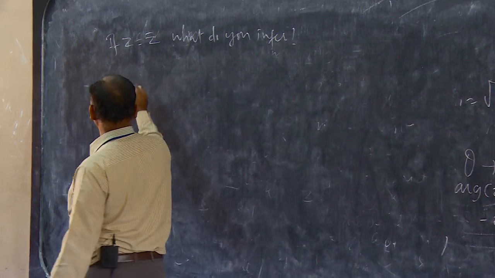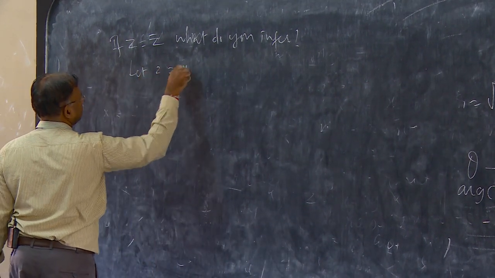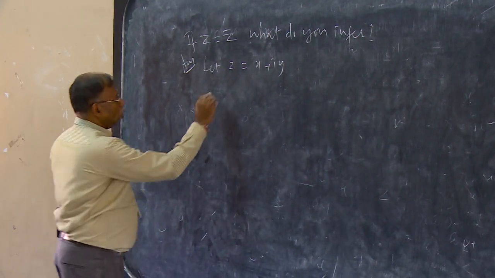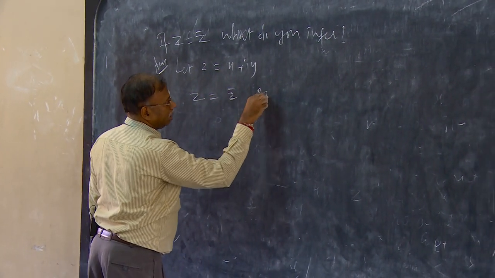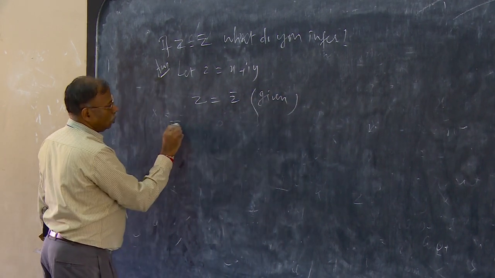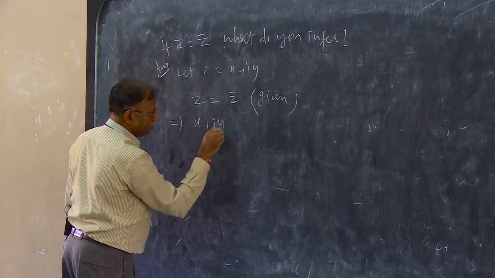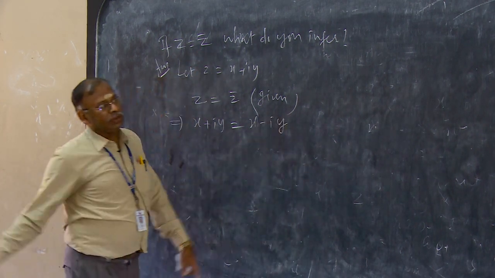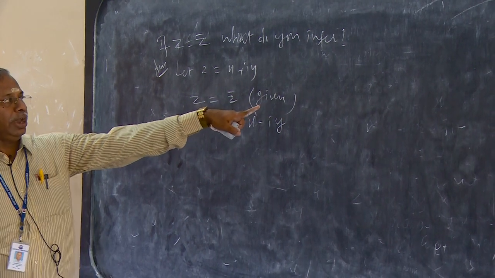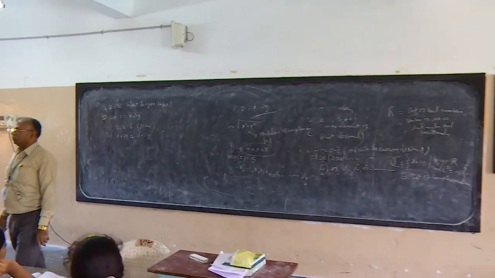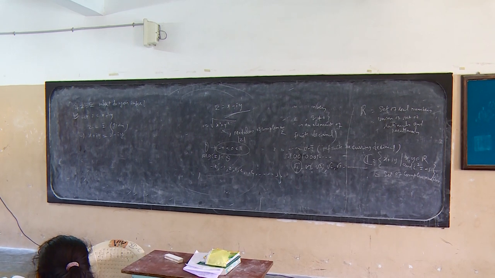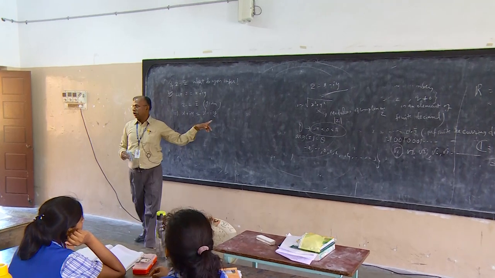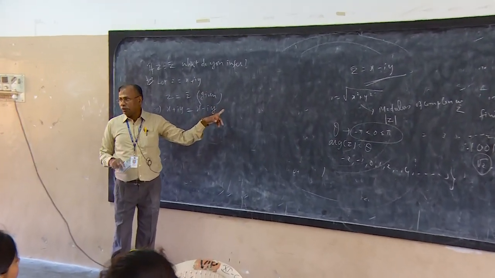Just listen. I assume z equal to x plus iy. I am talking about the answer now. Now z equal to z bar is the condition given to you. Let me substitute z as x plus iy and z bar as x minus iy. I gave you this around 5 minutes back: whenever a complex number z equal to x plus iy is given, if I change the sign only for the imaginary part, such a complex number is known as the conjugate of the given complex number.